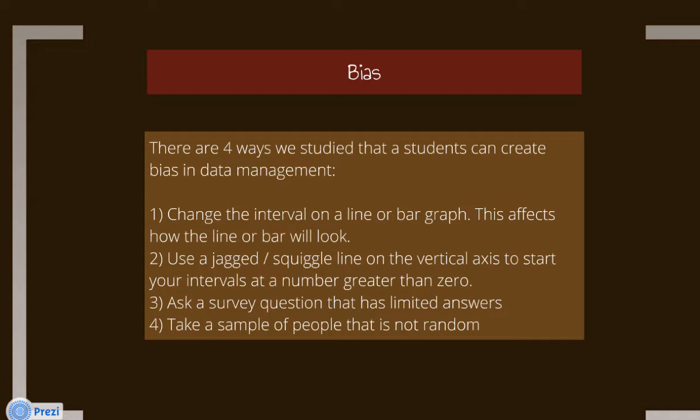Number 4 is take a sample of people that is not random. So if you wanted to find out a question like, what does Bayview Glen like to play with in their free time, and you were hoping to get a certain type of answer, maybe you wanted to show people doing a lot of figure skating, well, then you would ask a sample of people that are inclined to figure skate in their free time. That would cause your graph to look like a lot of people at Bayview Glen figure skate, which would not be a random sample of people.